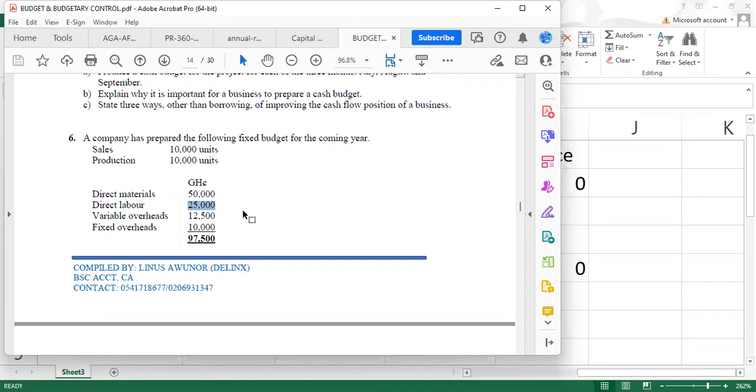Are you okay now? We are producing 10,000 units and we are incurring a cost of 25,000. So what is the cost per 1 unit? Cost per 1 unit is the total labor cost over number of units. That is how we calculate it. So it will be 25,000 over 10,000, not 10,000 over 25,000.